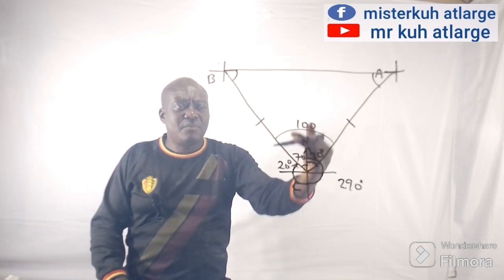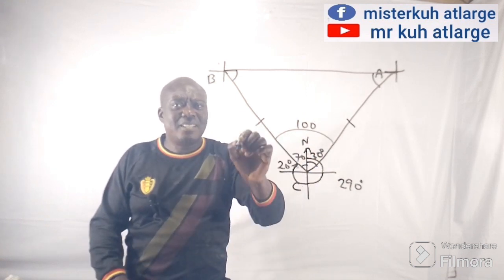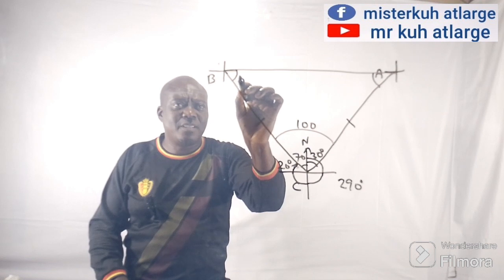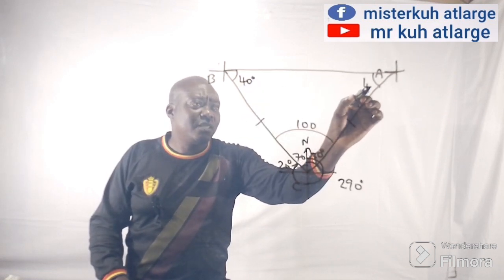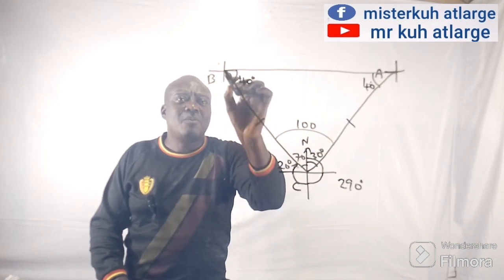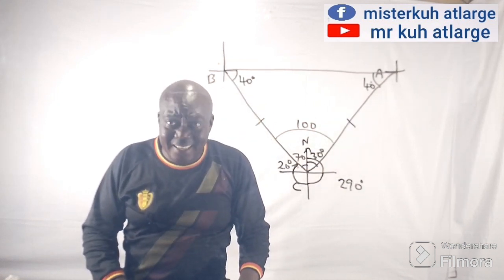So if you remove 100 here, what remains here will be 80. So 80 divided by 2 is 40. That means this place is 40 degrees and this place too is 40 degrees. Why? Because the triangle is an isosceles triangle.